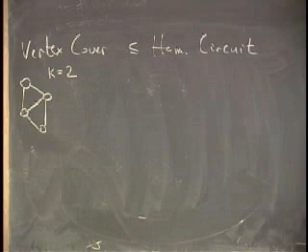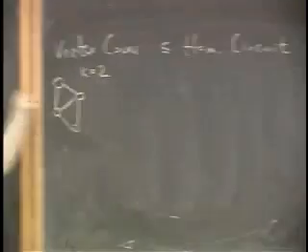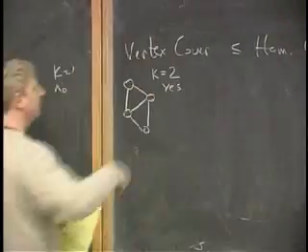Here's my problem. Here's a graph. Does it have a vertex cover of size 2? What's the answer, yes or no? It does. Okay, these two are fine. Does it have a vertex cover of size 1? No. Answer to this is no. Answer to this is yes.